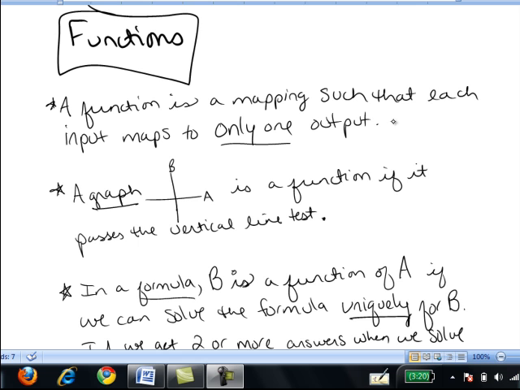We want to be able to identify functions when we see them on graphs or in tables or with a formula. If we're given a graph, to identify if it is a function, we want to find if it passes the vertical line test.